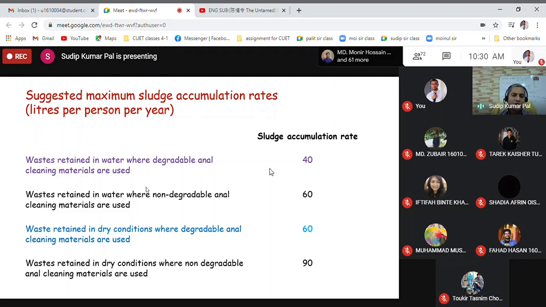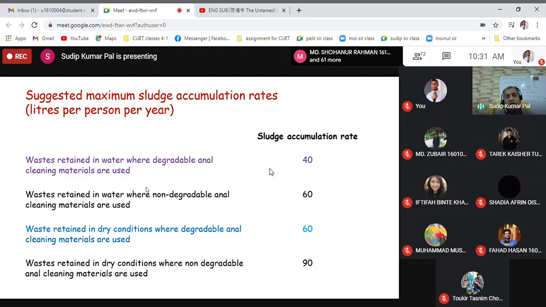But waste retained in water, that means, for example, let's say groundwater table is high, then sludge goes directly under the water. So that means sludge or waste is retained in water. So it's a moist form basically. Then we have two figures, 40 and 60. It depends on what the cleaning material we are using, whether it is biodegradable or not. If it is waste retained in dry condition, it's very similar to number 1 and 2. So last two is the dry condition. And same as before, where degradable anal cleansing materials are used, then 60. When non-degradable anal cleansing materials are used, then 90.